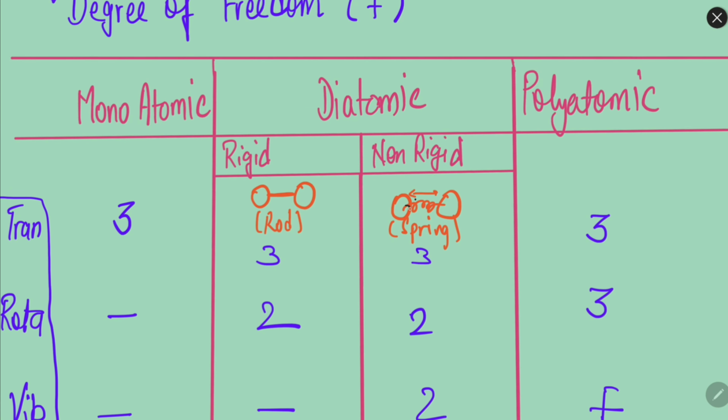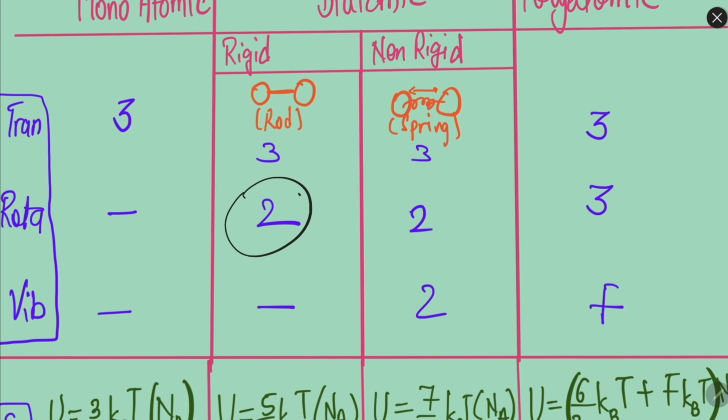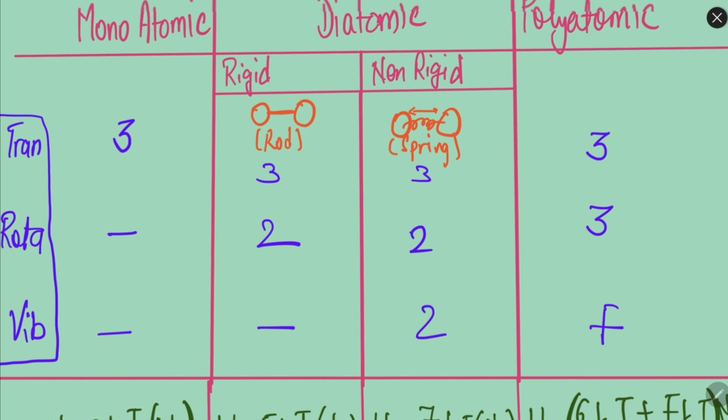But what happens if the distance between the atoms can increase or decrease? This situation is like a spring. So this is the non-rigid condition. In the rigid condition we will have 3 degrees of freedom of translation and 2 of rotation and none for vibration, because they will not vibrate. And in non-rigid we will have translational, we will have rotational.